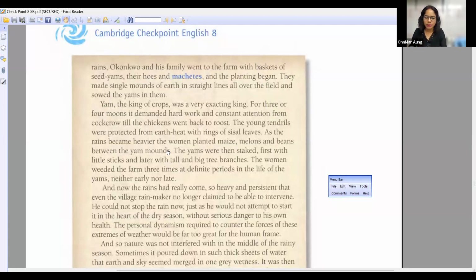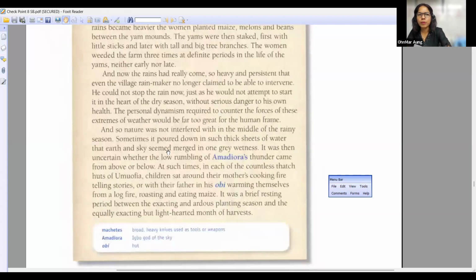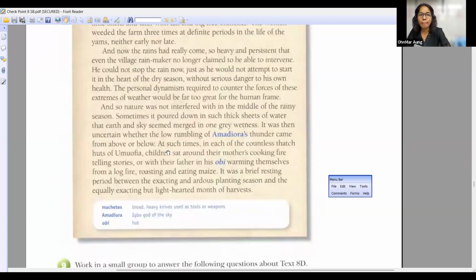Do you know the meaning of weeded in Burmese? How do you understand weeded? Like weed. Yeah, that one. Like weeded the farm. Get rid of the unnecessary plants. That is called weeded. And next. Okay, that's all. Go to the next paragraph.